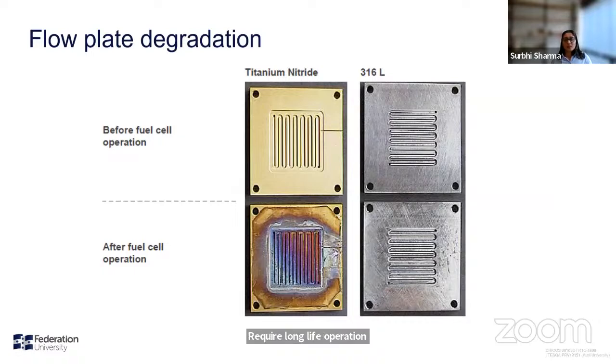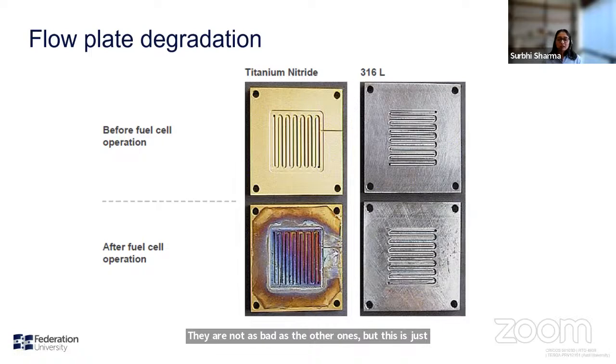These are just some images showing the degradation in bipolar plates and what that looks like before and after operations. This is obviously a very bad case of corrosion. You can also see some corrosion in the channels in the stainless steel plates. They are not as bad as the other ones, but this is just to show that they are all susceptible to different types of corrosions.